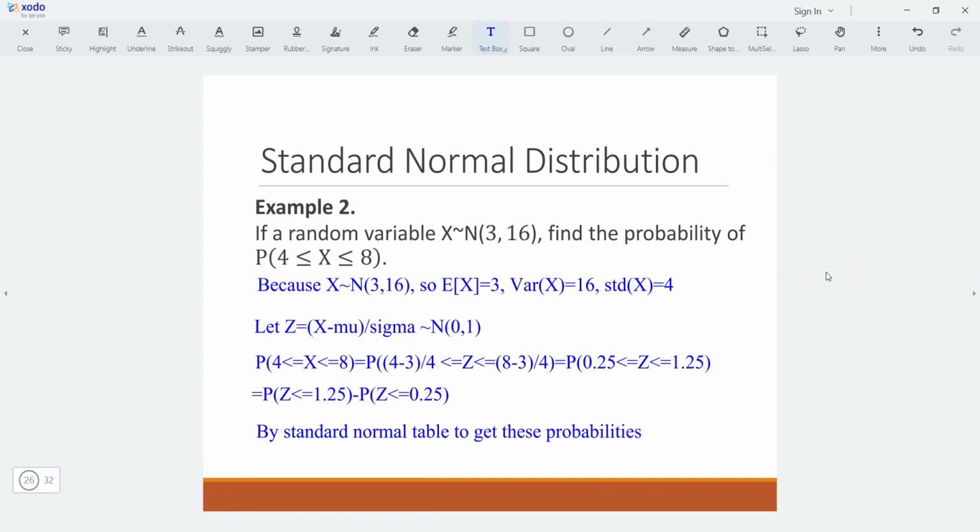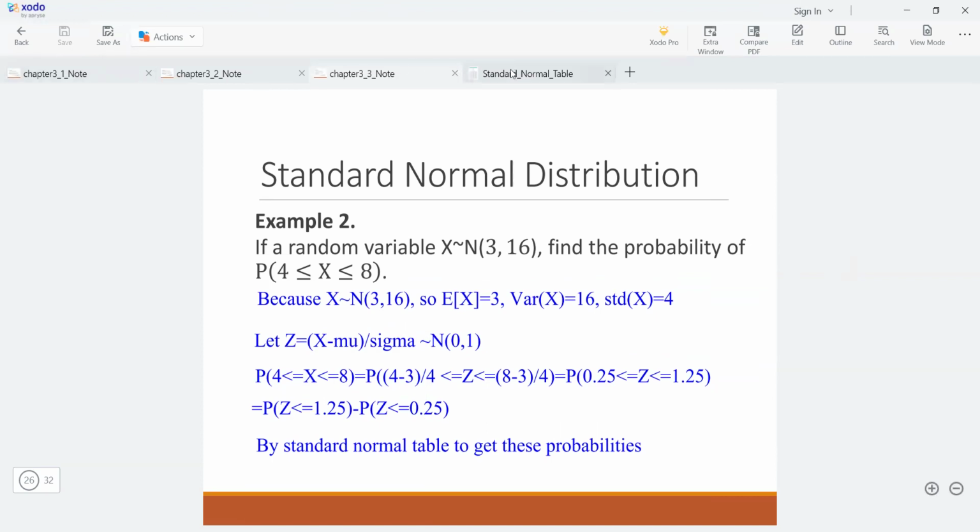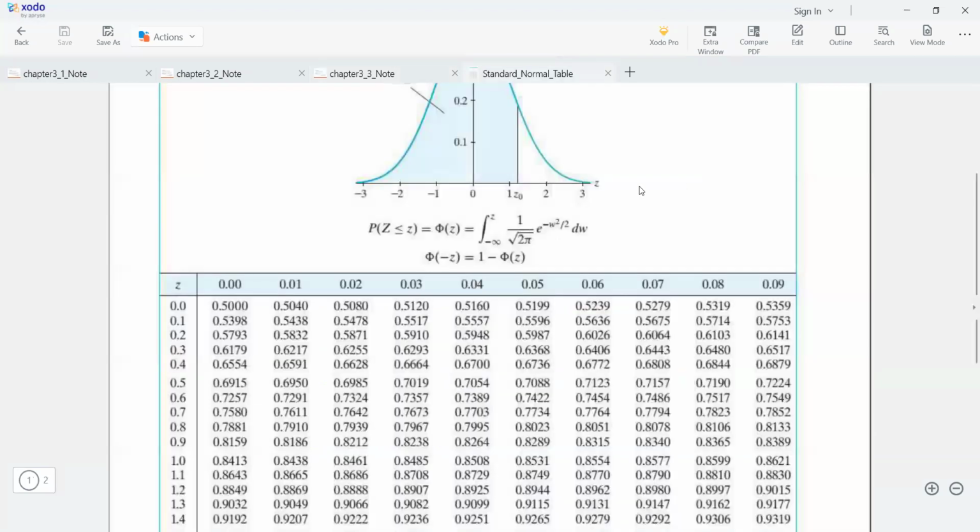Okay, so here, let me give maybe 1 minute to look at this. I will show the table on the graph. Please try to find the value of our random variable smaller or equal to 1.25 and 0.25.